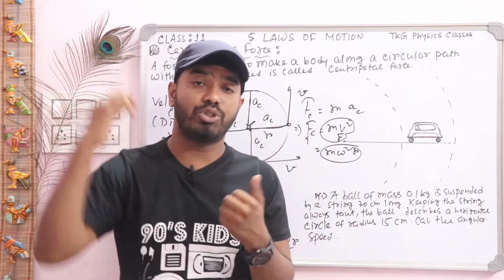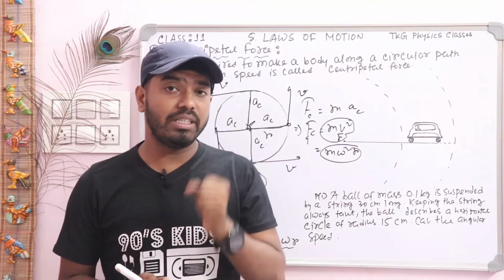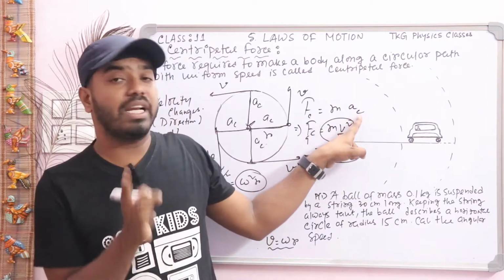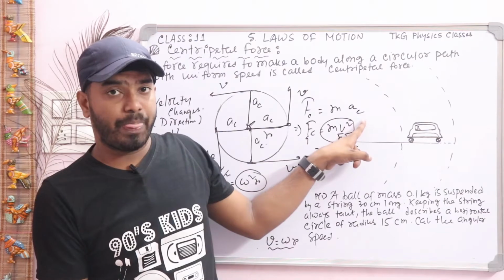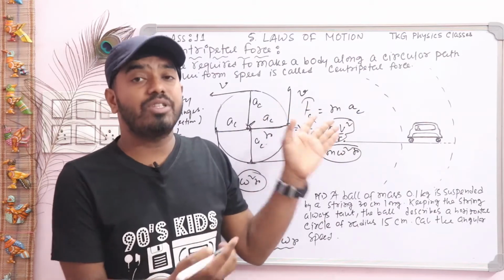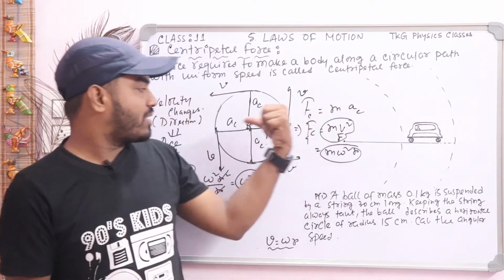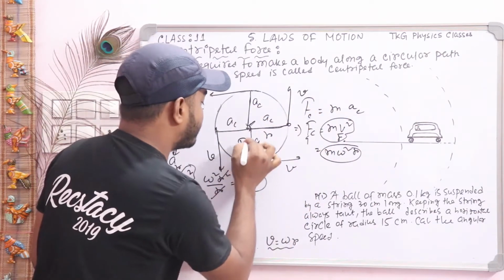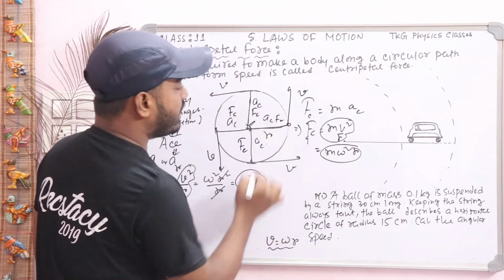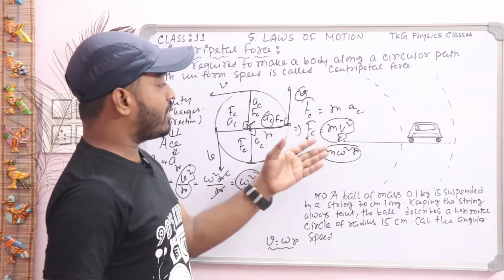So for any circular motion of a body, a centripetal force is required. What is the direction of this centripetal force? The direction of the centripetal force is the direction of the centripetal acceleration. That means the centripetal force is also directed along the direction of AC, towards the center. The directions of FC and AC are the same. Now AC and V are always perpendicular.